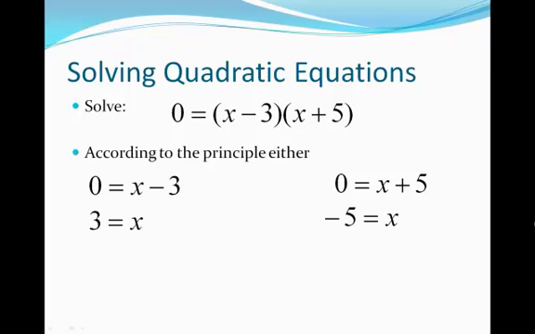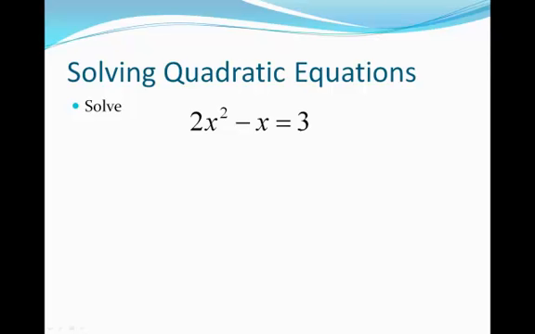So maybe on the one on the left, I would add 3 to both sides and get that 3 is equal to x. And then for the one on the right, I would subtract 5 from both sides and get that negative 5 is equal to x. So these are our two solutions for our quadratic equation. Let's give that technique one more try with this quadratic equation.